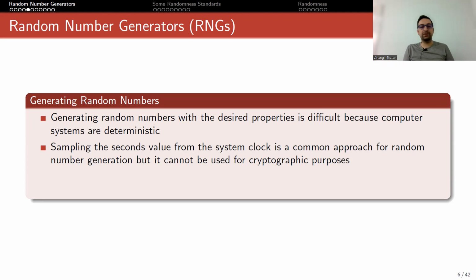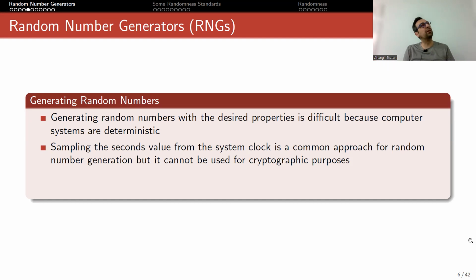So some people use seconds. For instance, sampling the seconds value from the system clock is a common approach for random number generation, but it cannot be used for cryptographic purposes. I cannot stress this more, because although this looks like a stupid idea, people are still using it. Okay, just get the current seconds value and use it as your secret keys. This is the stupidest thing that you can do, but people do.